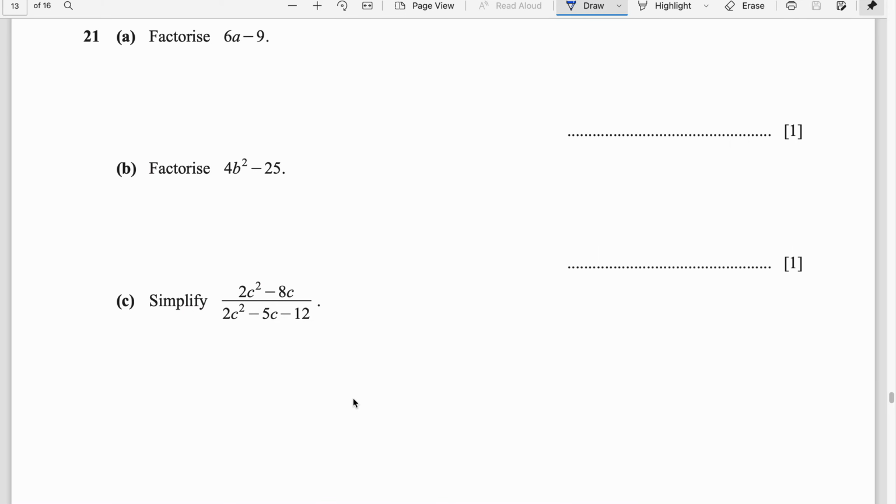Question number 21. Factorize. So we take out the common factor, that is 2a minus 3.